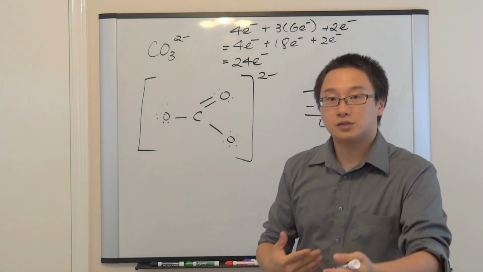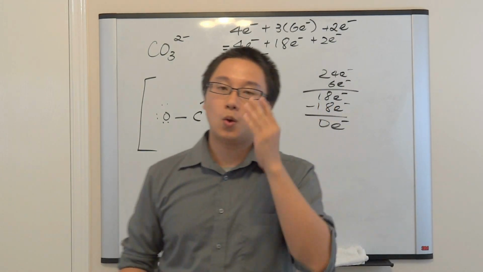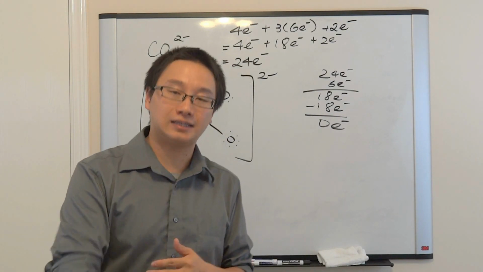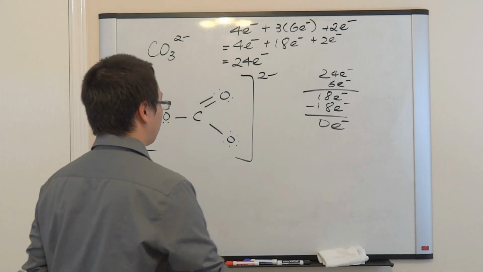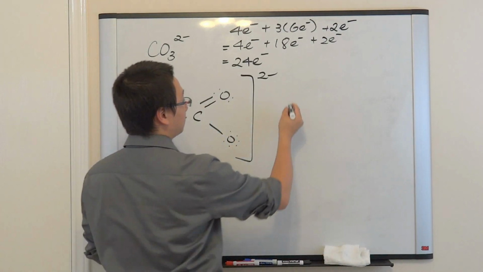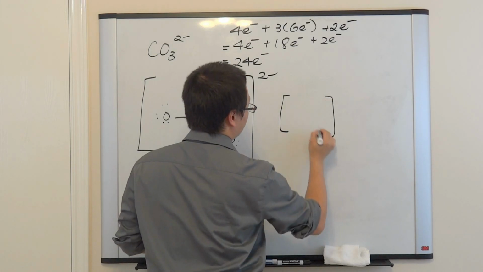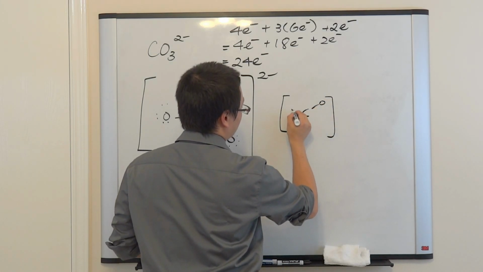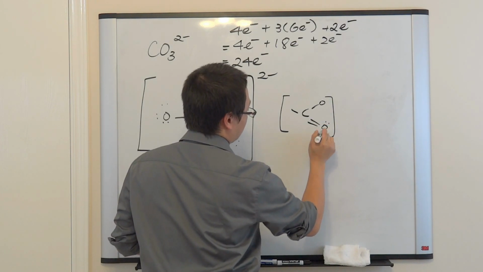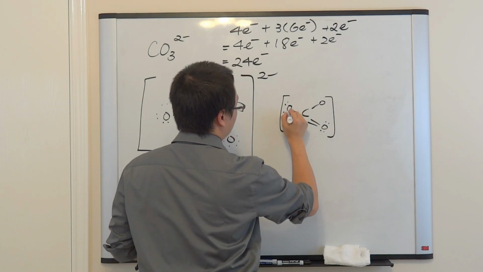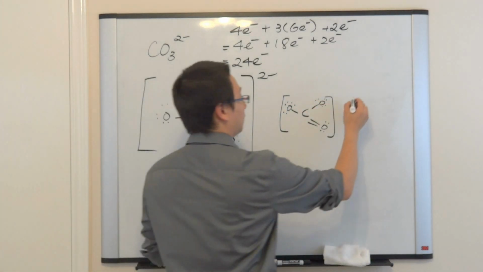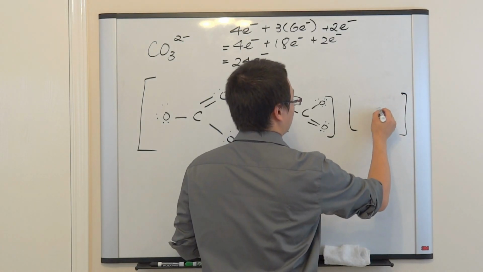Now, the next question that you may come up with is, are they actually equivalent to each other? Are they identical to each other? Well, let me draw them out. I'm going to draw a smaller version of the carbonate ion right here, showing that it's going to make a double bond right here, like this, or it could be like this.